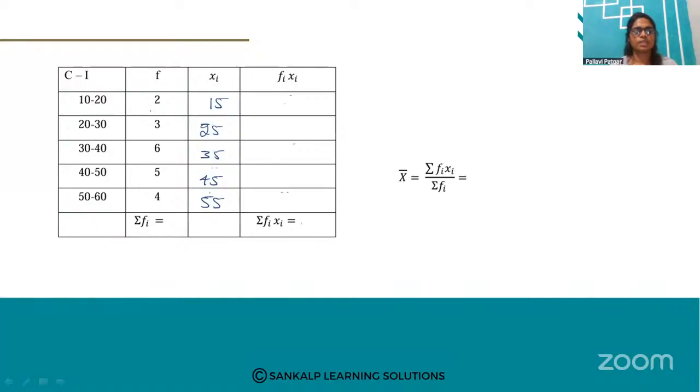So here we calculate the sum of the frequencies. Summation fi is 20. Now calculate the product of frequency and class marks. So this is 15 into 2 is 30. 25 threes are 75. 35 sixes are 210. 45 fives are 225. 55 fours are 220.